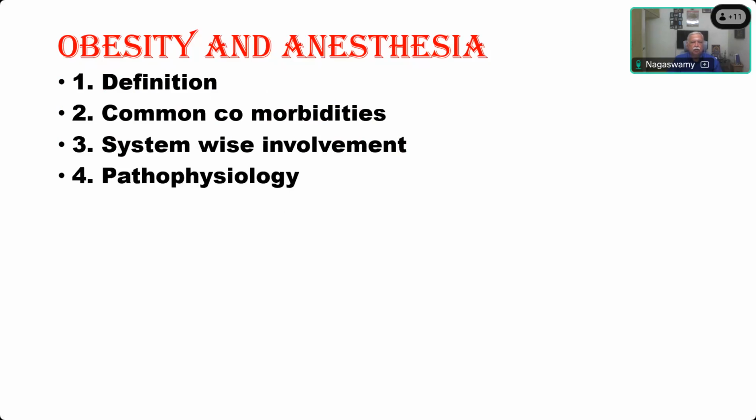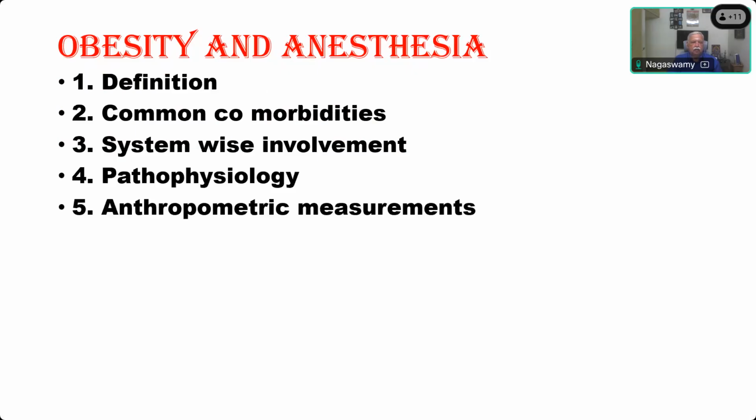Then system-wise involvement, pathophysiology, how they develop, and anthropometric measures will be asked in the examination. What are the various measurements which tell you that a patient is obese apart from BMI? Broca's index. What is Broca's index? Height in centimeters minus 100 in males and minus 105 in females. That is called the ideal body weight.